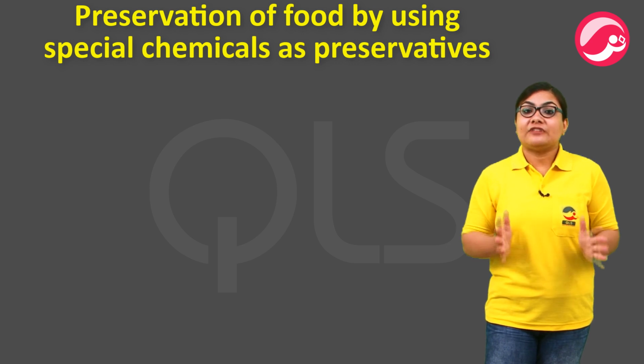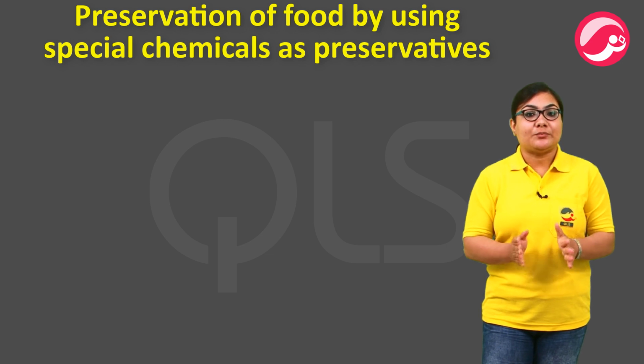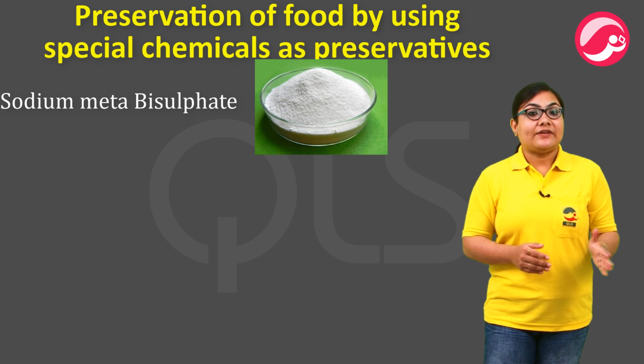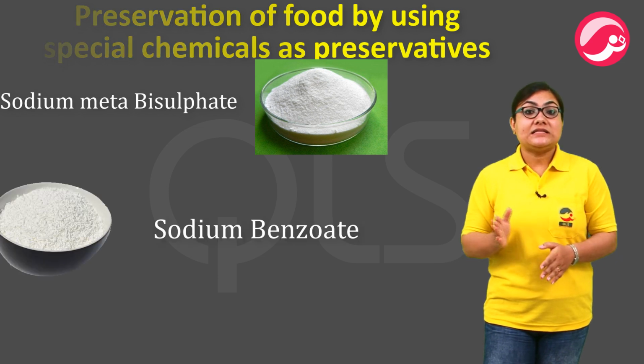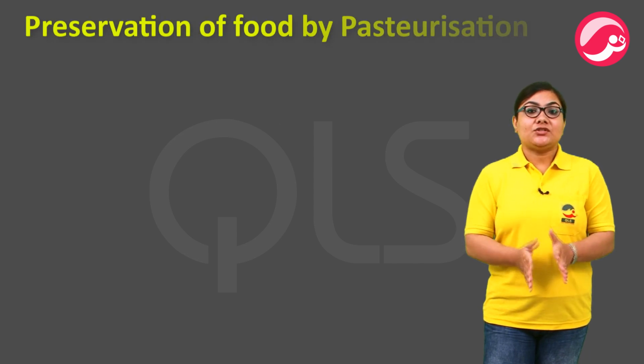हम special type of chemicals use करते हैं. Now the 3 special chemicals which are used as preservative in the preservation of food are sodium metabisulfite, sodium benzoate and citric acid. 9th is preservation of food by pasteurization.